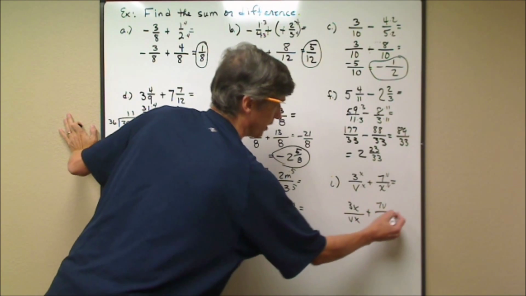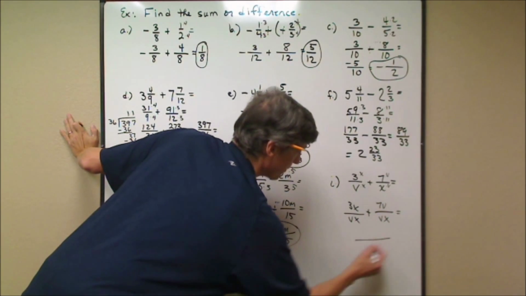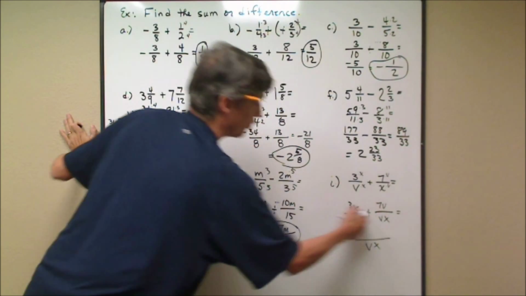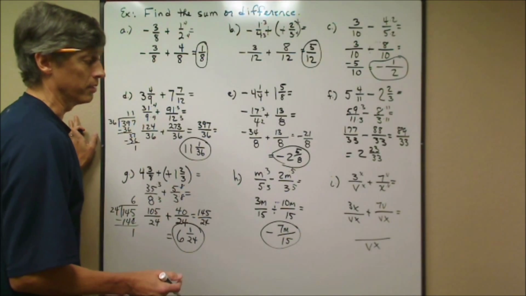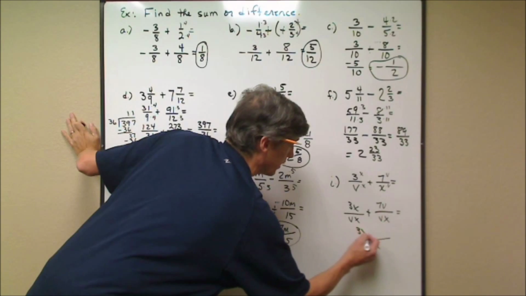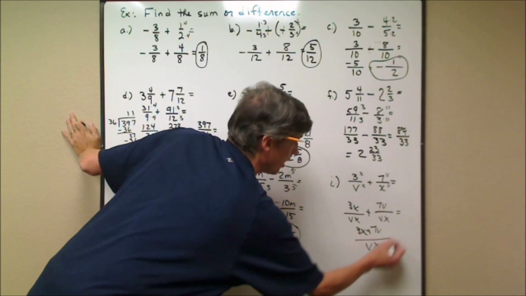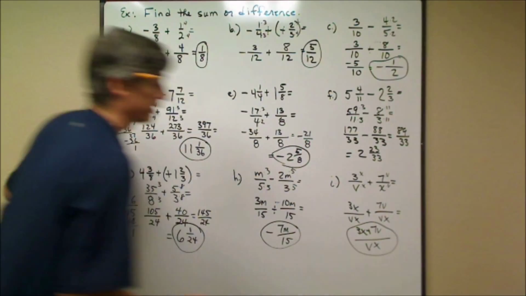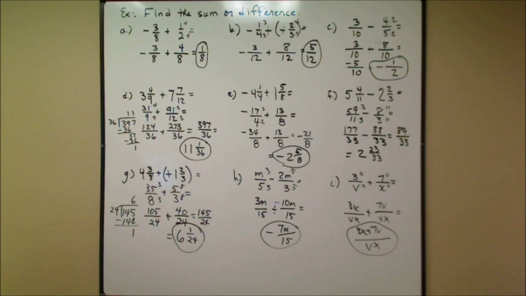So I have to multiply the top by V. That would be 7V. So now my common denominator is Vx, but my numerators that I have to add are not like terms. So not much I can do here. I'll just leave it as 3x plus 7V. And that's all over Vx. And that's about as strange of answers we've had so far.